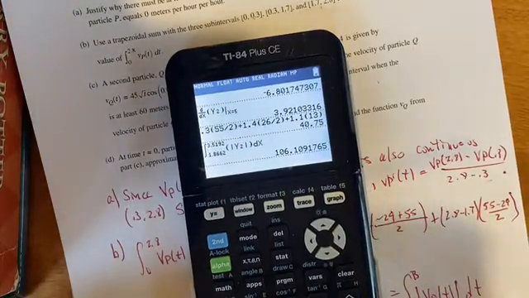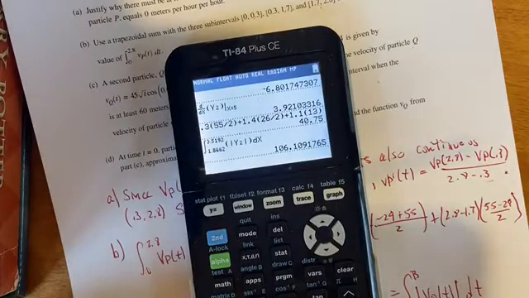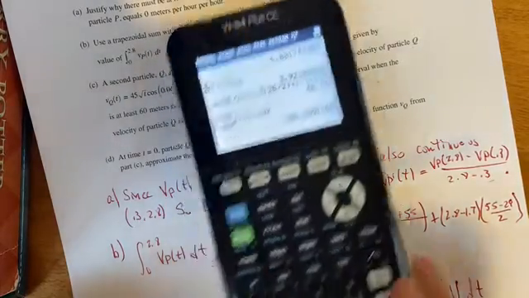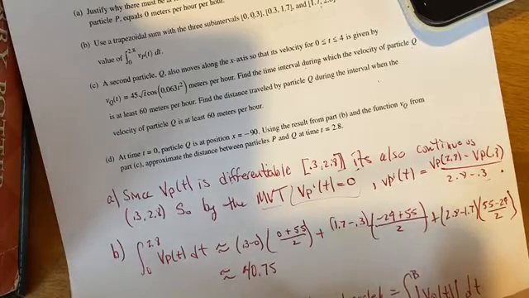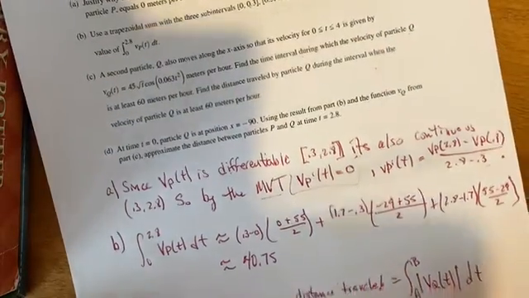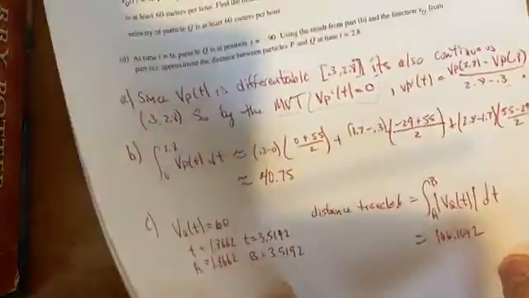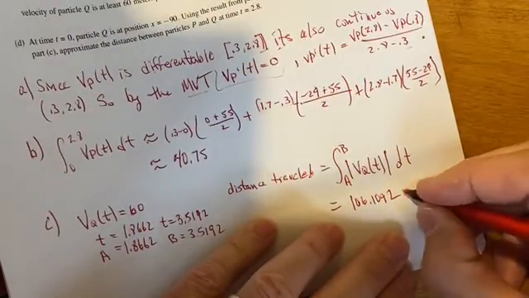106.1092. Okay, so that's the total distance. It would be meters per hour, so meters.